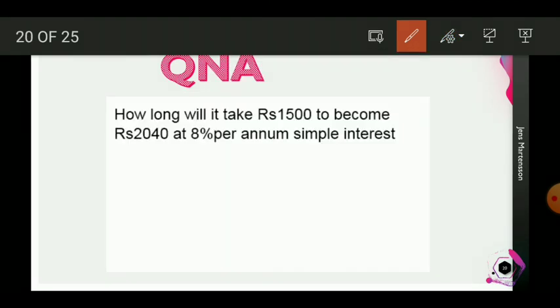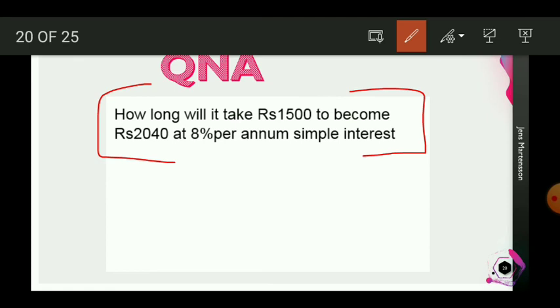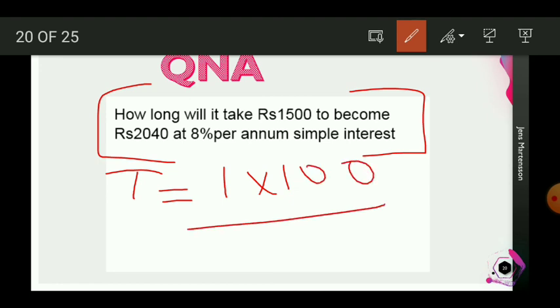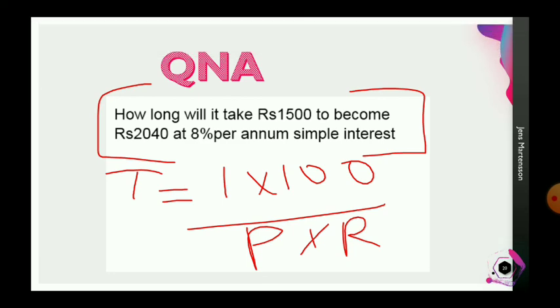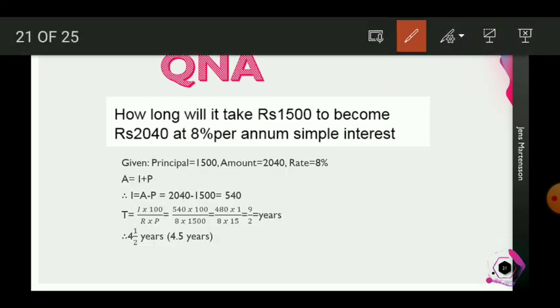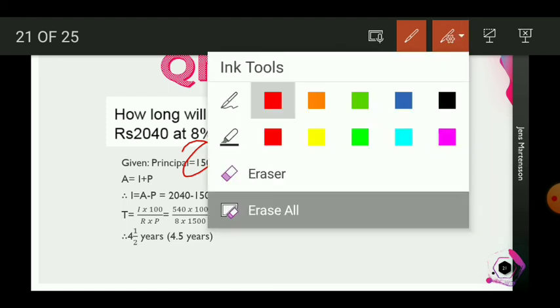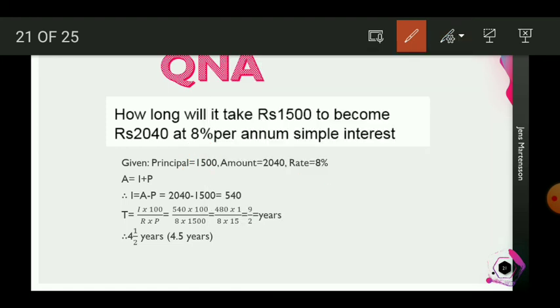So it's so easy. Now let's solve the next question: how long will it take 1500 rupees to become 2040 rupees at 8% per annum simple interest? What is it asking? Time. Time equals I into 100 upon P into R. Now we are going to solve it. 1500 is the principal amount, so we are going to keep it as the denominator.